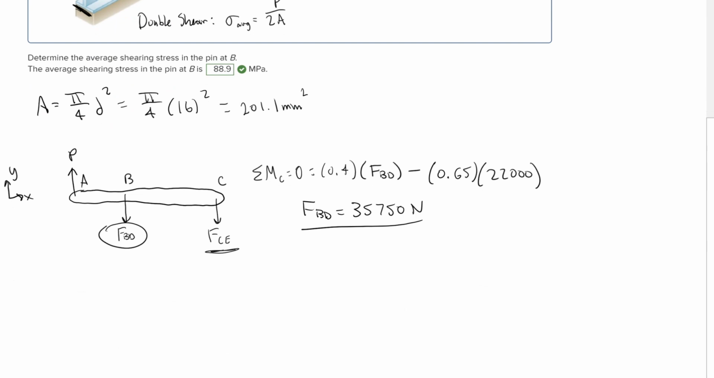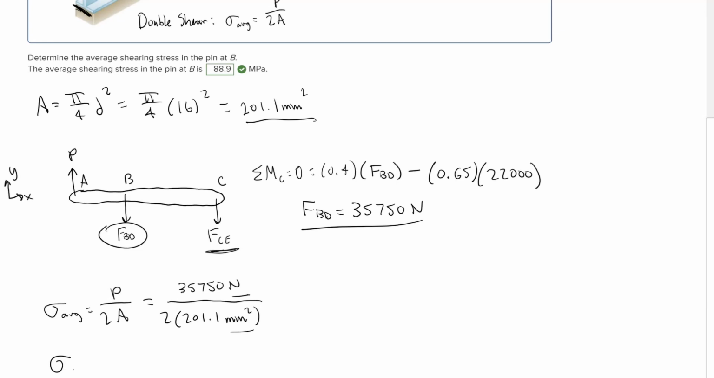That's our force P. So plug into there. And then we also have the area. So just plugging this into the formula, I'm going to go ahead and rewrite the formula. Our force is 35,750 newtons. And then the area is 201.1 millimeters squared. And we know that 1 newton per millimeter squared is equal to a megapascal. So average shearing stress is going to be equal to 88.9 megapascals. And that's it for this problem.